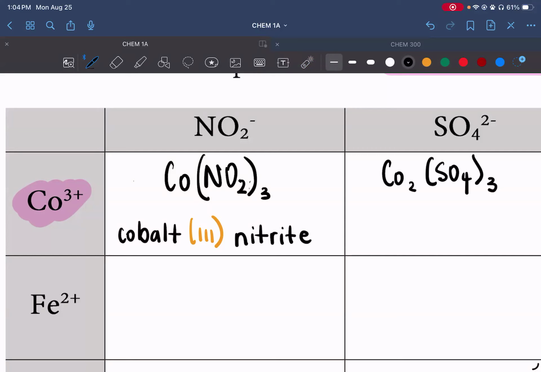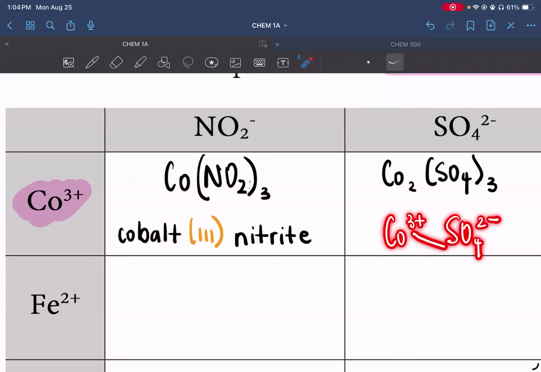Where did the 2 come from? Where did the 3 come from? Just so we all see it, I'm going to show you. We have Co3+ and SO4 2-. That 3 gets swung down crisscross. That 2 gets swung down crisscross. We put the SO4 in brackets because it's a complete polyatomic ion.